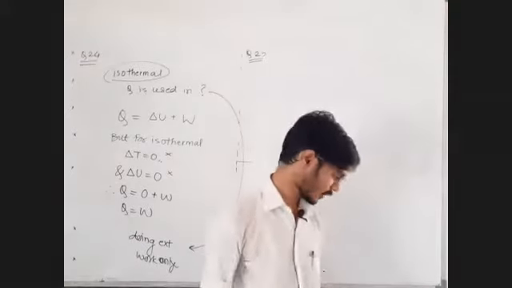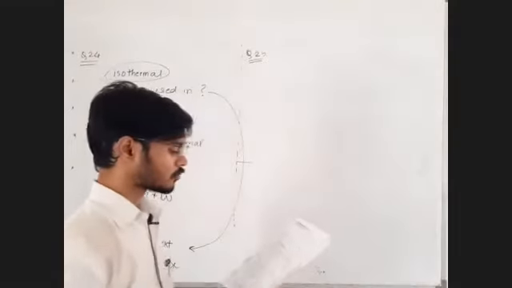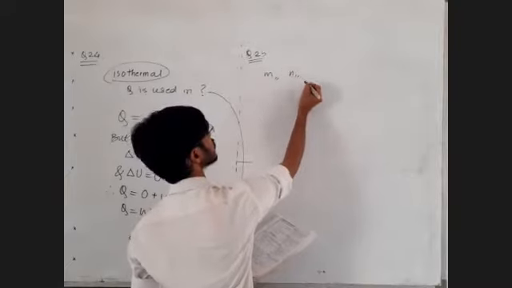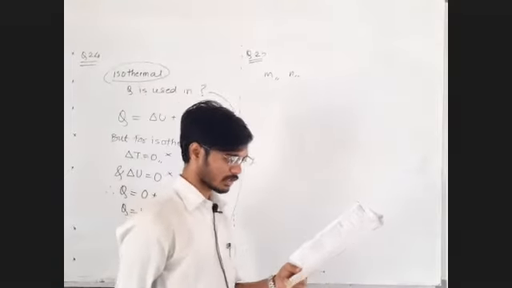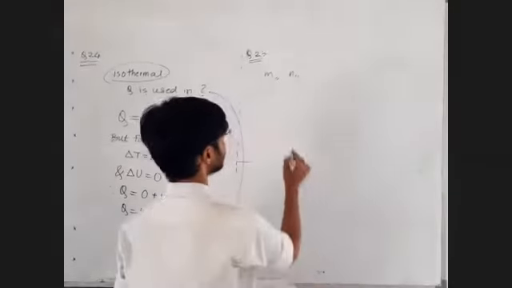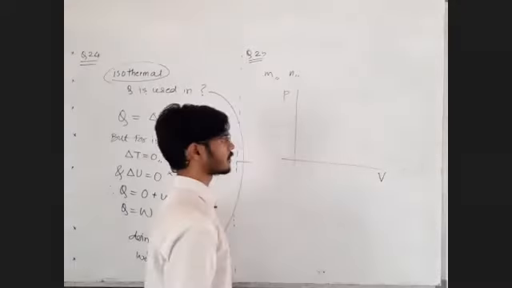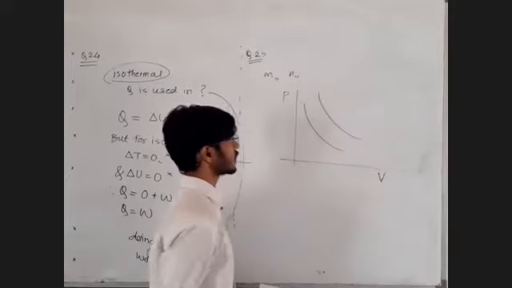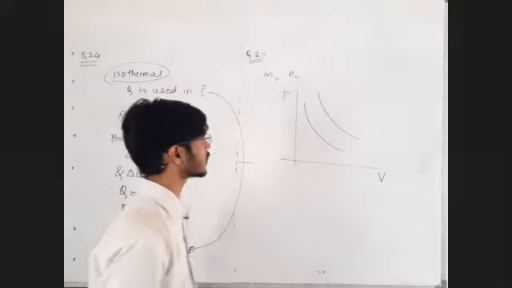Question number 25. Let's do it. For a given mass of a gas, which means a given number of moles also. Pressure volume diagram for the isothermal variations at temperatures T1 and T2 Kelvin are shown in the figure. So there is a pressure volume graph for isothermal variation or isothermal process. Two isothermal curves we are given. Those curves are called isotherms.